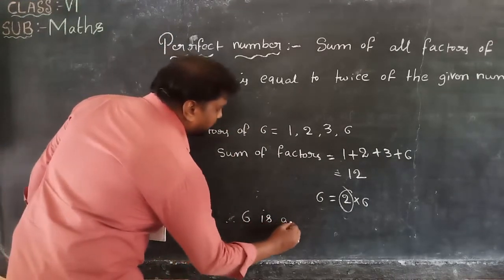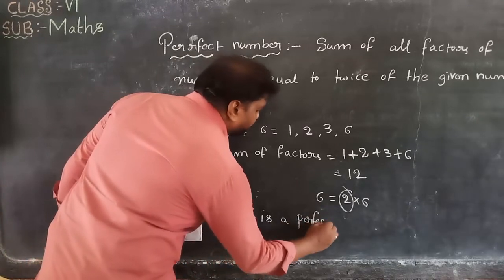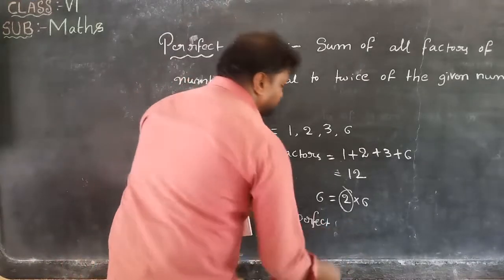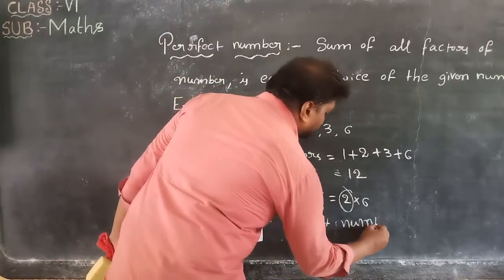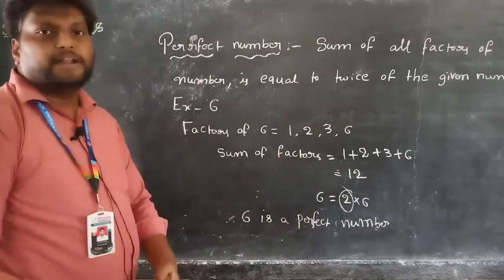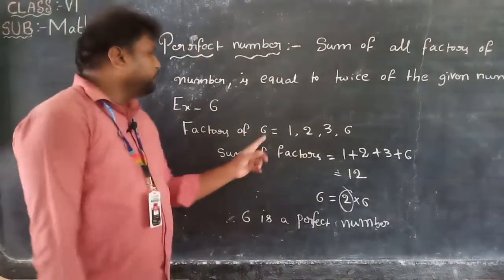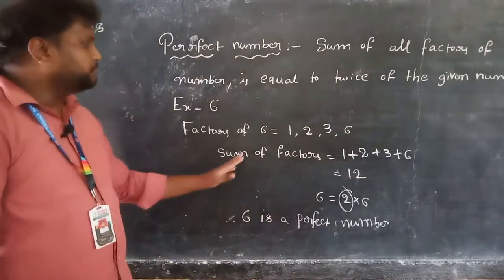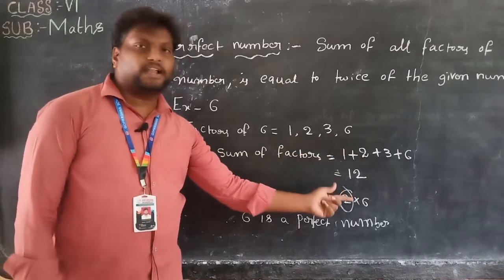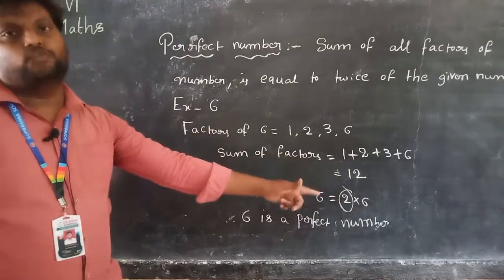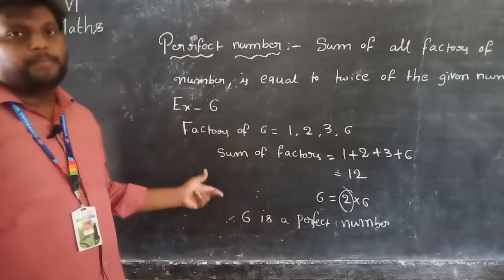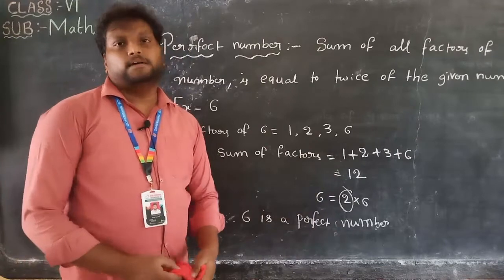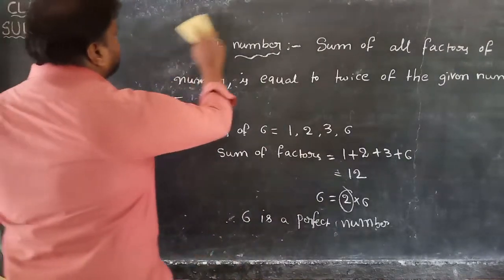Therefore, 6 is a perfect number. Observe here: the factors of 6 are four factors, 1, 2, 3, 6. If we add the four factors, we get 12. Twice of 6 is equal to 12. This means twice the given number is equal to the sum of all factors. That's why 6 is a perfect number. Like that, we have to check one more number.